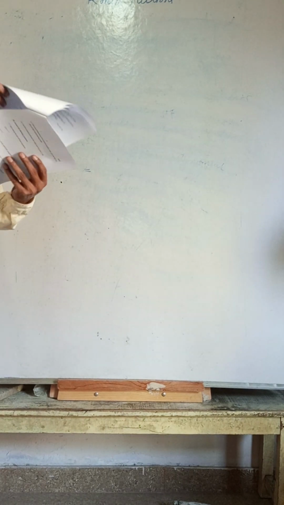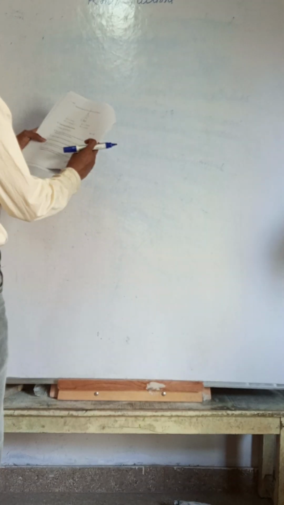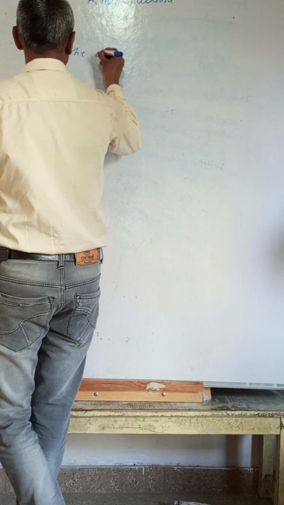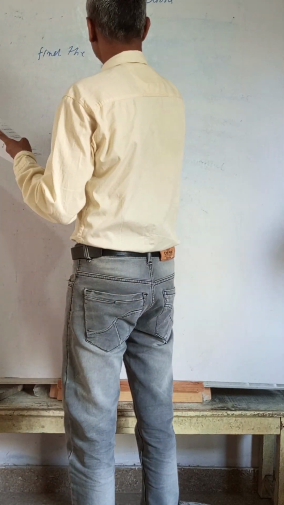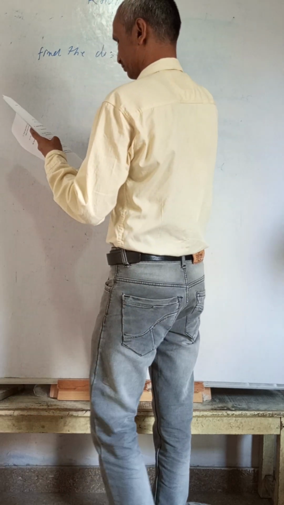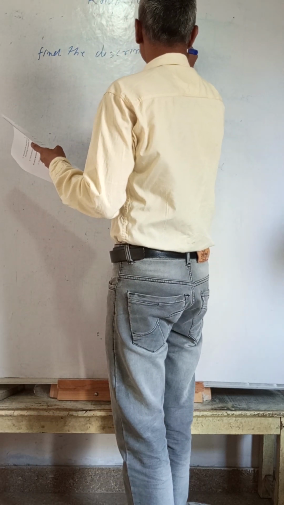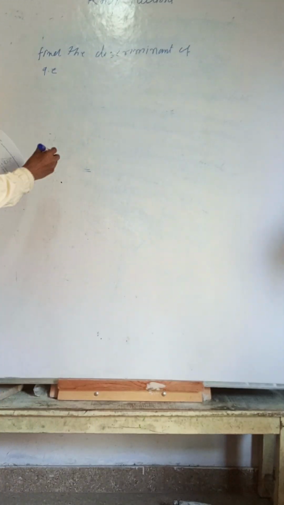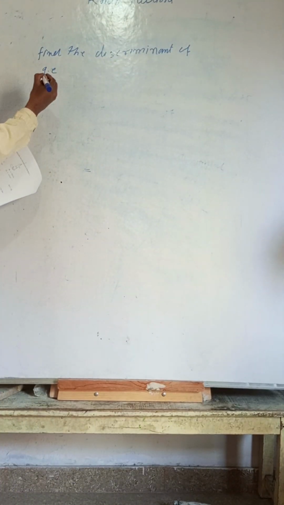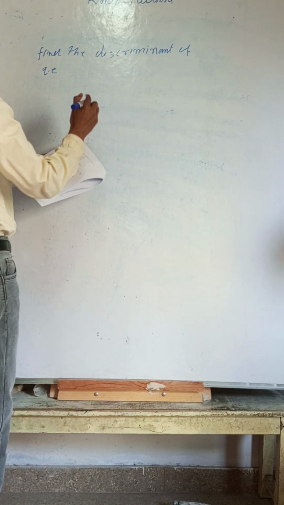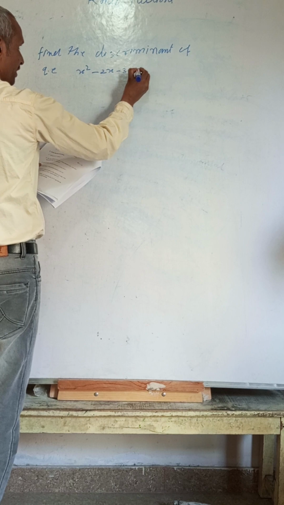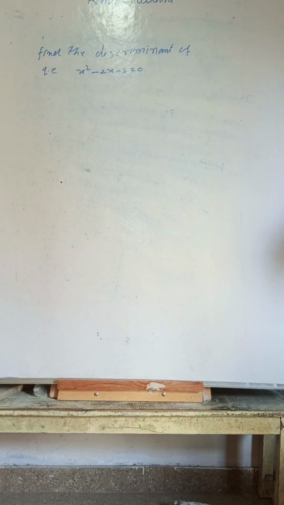That is question number 12. Question number 12 says: find the discriminant of the quadratic equation. QE means quadratic equation. The quadratic equation given is x square minus 2x minus 3 is equal to 0. It is asked only the discriminant.